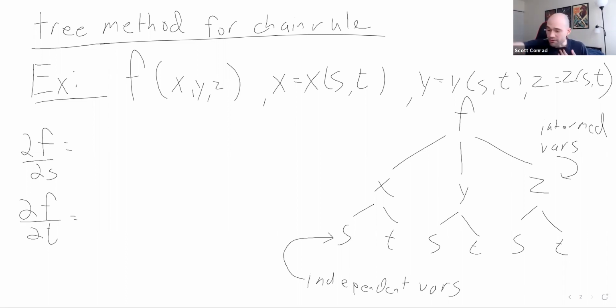So f is written initially as a function of x, y, and z, but x, y, and z are each functions of s and t. So draw your tree like this. F is a function of x, y, and z, your intermediate variables. In each of those, we need to have an s and t.